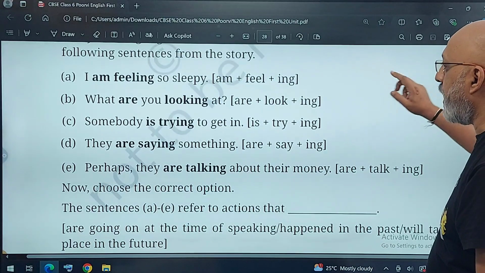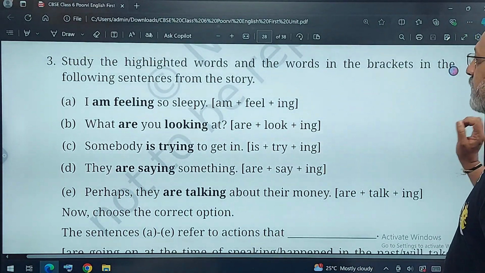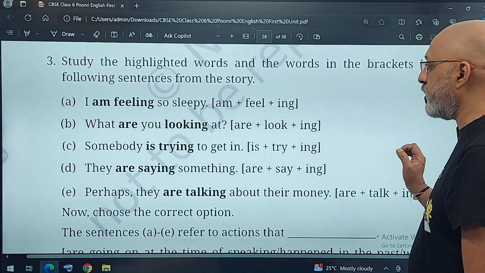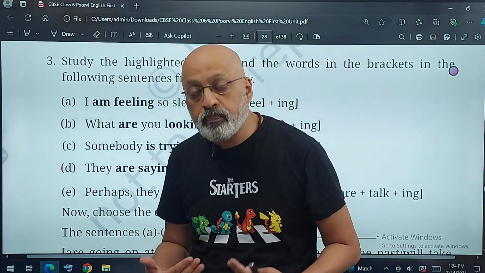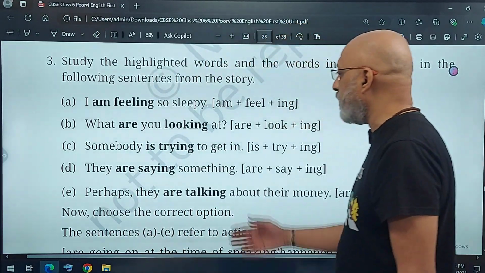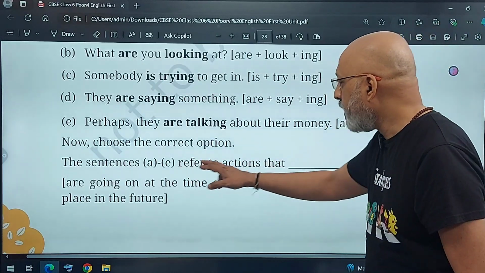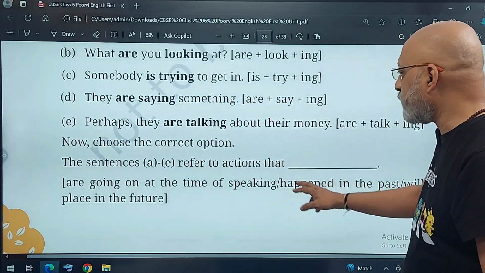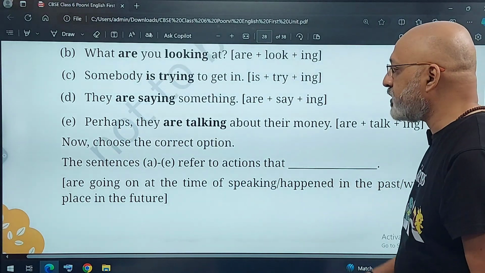I am feeling so sleepy. I am, what is the thing? Study the highlighted words and the words in the brackets in the following sentences. I am feeling so sleepy. I am feeling means it is present continuous, in the sense right now I am feeling so sleepy. So the sentences A to E refer to actions that are going on at the time of speaking, happened in the past, or will take place in the future.